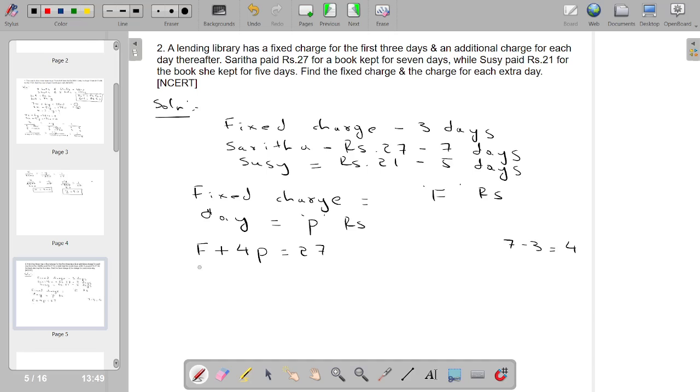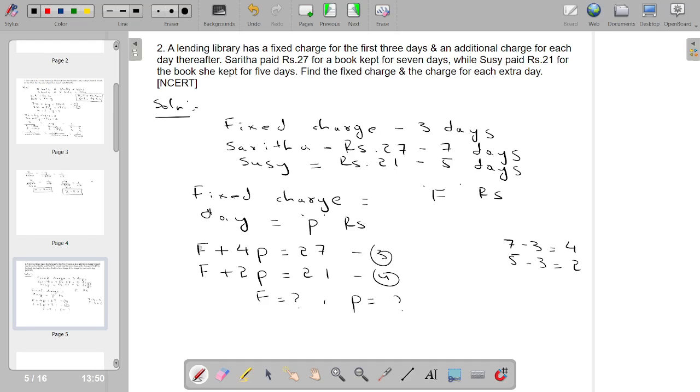So what about Susi? Susi also paid F rupees for the first 3 days. But since she kept the book for 5 days, she has to pay an additional charge for the next 2 days. So the first 3 days are fixed charge and for the 2 days she pays on a daily basis. What is the price she paid per day? 2P rupees, and 21 she paid. So these are the equations we got. Now we have to find the fixed charge, that is F, and the price per day.